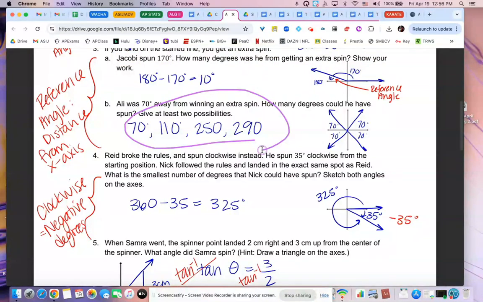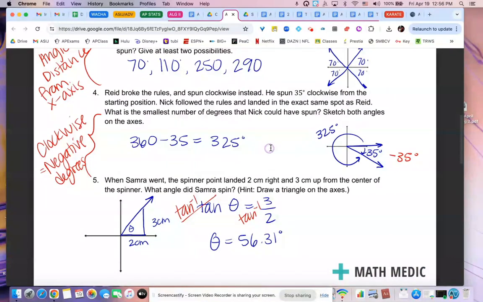Now the trig functions, even though they're going to have the same ratios, some of them would be positive, some of them would be negative, depending on where you're at. So you still have to think about the positive, negative, but because the reference angle is the same, the value of the ratio would be the same.